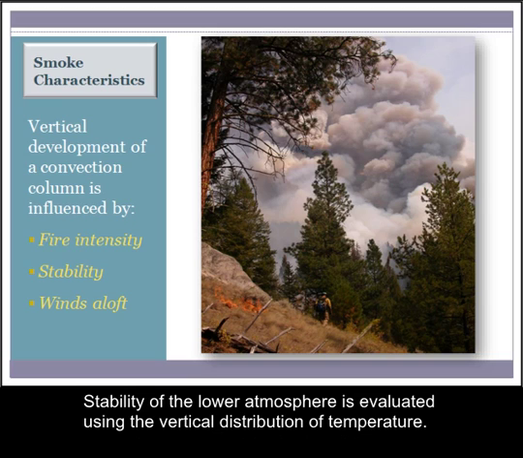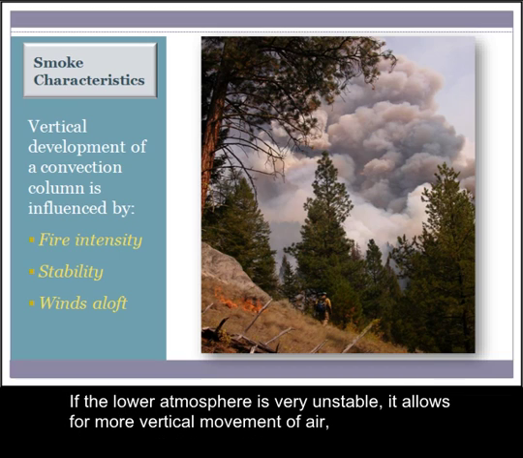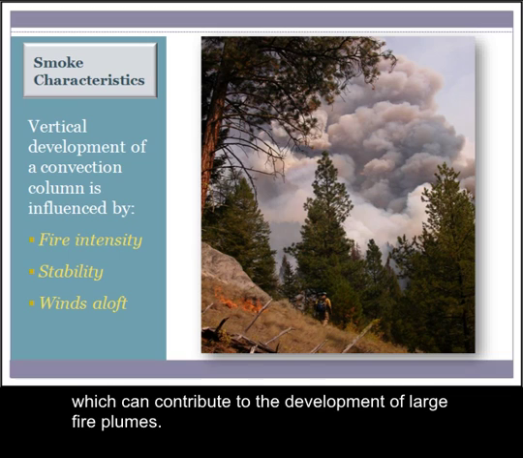Stability of the lower atmosphere is evaluated using the vertical distribution of temperature. The atmosphere is considered stable if particles of air resist vertical displacement, meaning convection is suppressed. If the lower atmosphere is very unstable, it allows for more vertical movement of air, which can contribute to the development of large fire plumes.